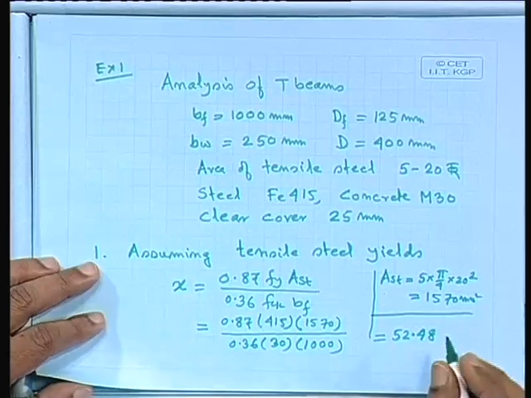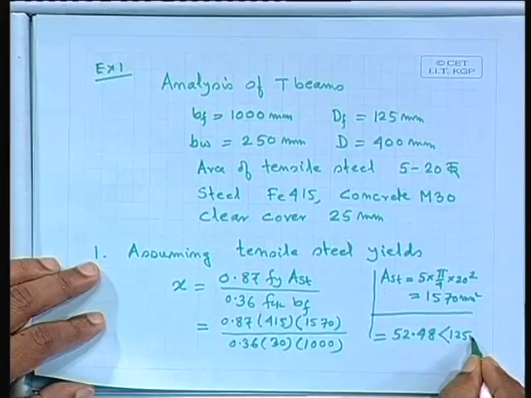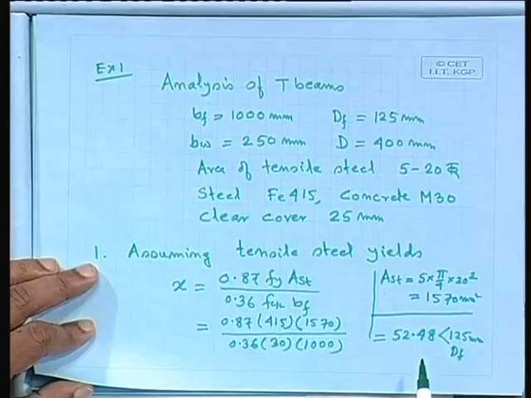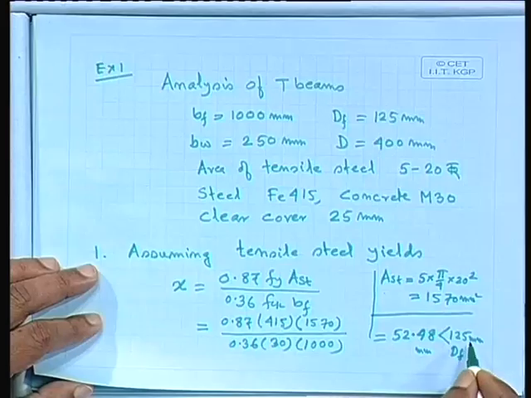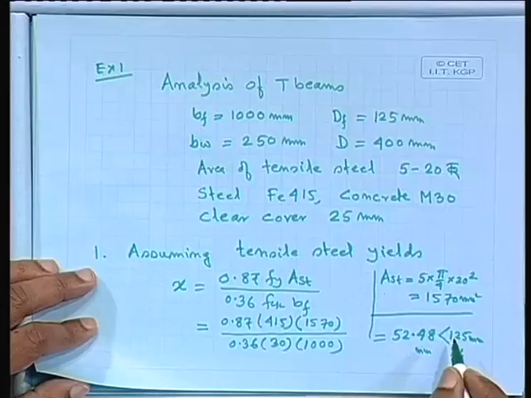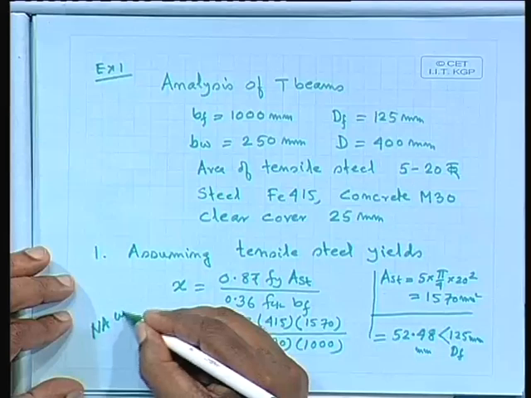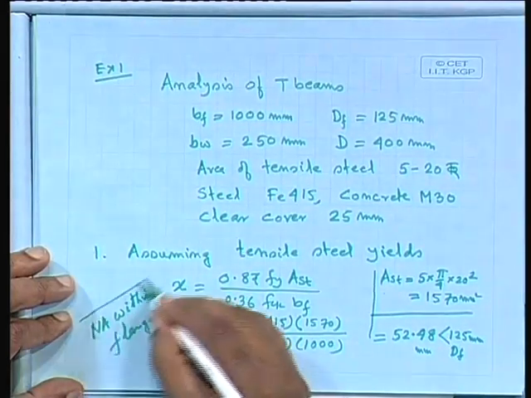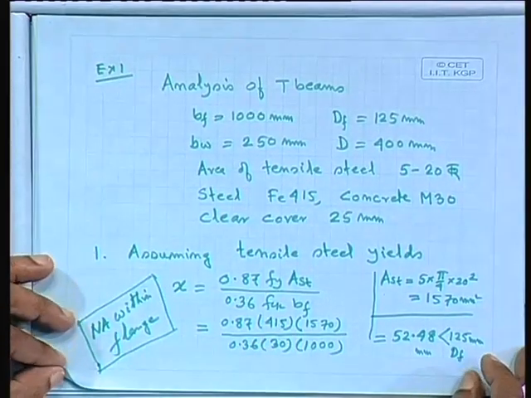52.48, and which is less than 125 mm, that means DF, the depth of the flange. X we have got it 52.48 millimeter, which is less than 125 millimeter, depth of the slab or depth of the flange. So, neutral axis is within the flange. So, I can write down here neutral axis within flange. Okay. So, neutral axis within flange.